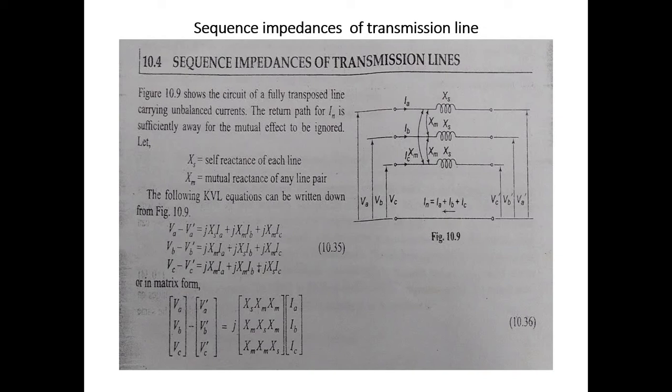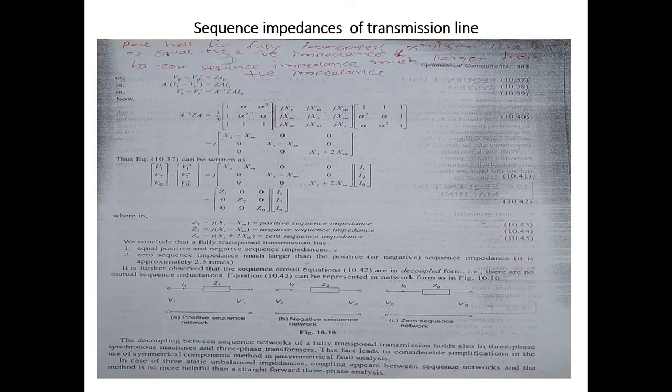That is, we had already discussed the sequence impedance for the synchronous machine. Now the next point is sequence impedance of the transmission line, and from the examination point of view there is a repeatedly asked question: prove that for a fully transposed transmission line there is equal positive and negative sequence impedance. So what is the relation between positive and negative sequence impedance in case of the transmission line?